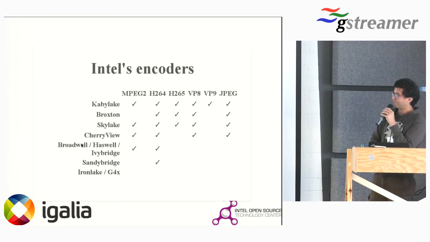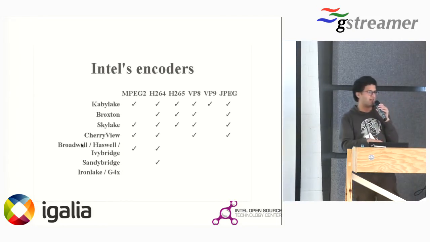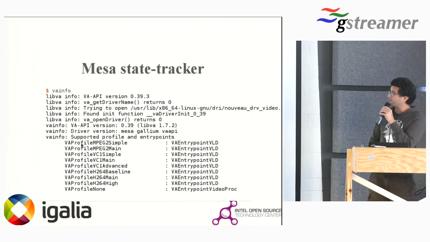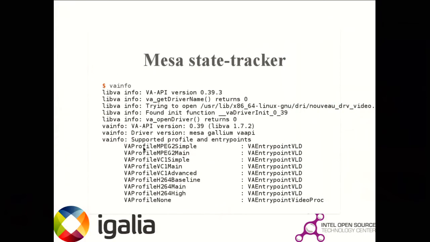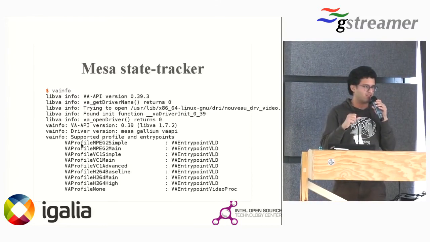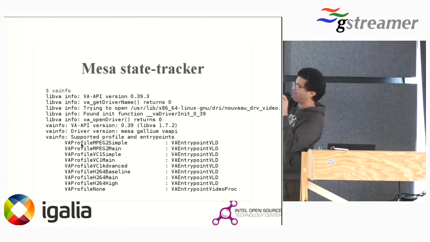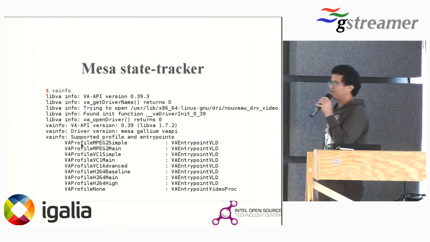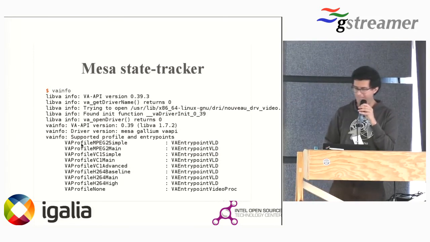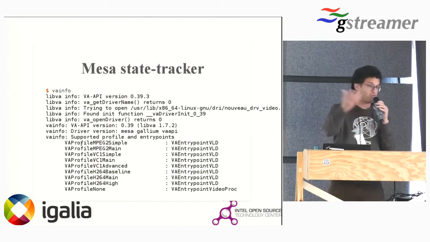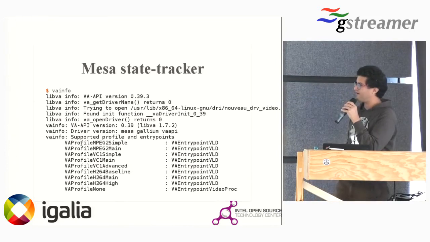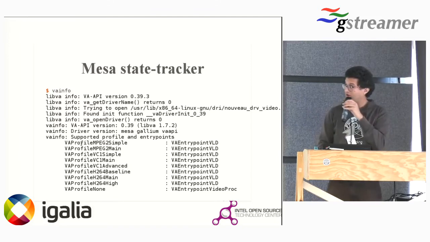And the list of encoders. Obviously, in the Mesa drivers you will see other matrices depending on the card. For example, this is the Mesa state tracker. We have this command called vainfo, which shows all the information that the driver supports. For example, for Nouveau, you can see the variable length decoders for MPEG2, VC1, H264, and video post-processing. If you want to know which driver you're using and the supported encoders and decoders, this command is very useful.